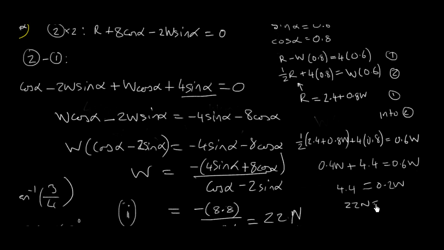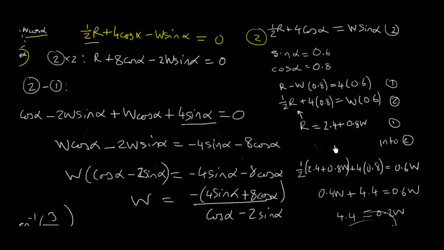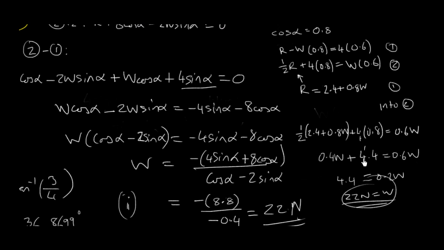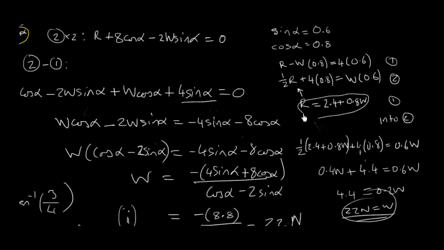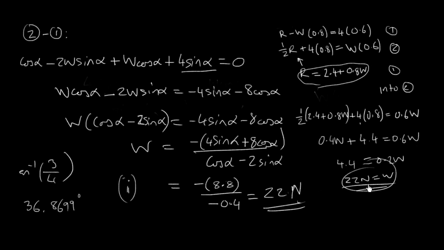So we got this much quicker than doing it the other way. Okay, and now introducing that into here, we get 2.4 plus 0.8 times w. So 22 times 0.8 equals 17.6, and now we add the 2.4 and we get 20 newtons for r.